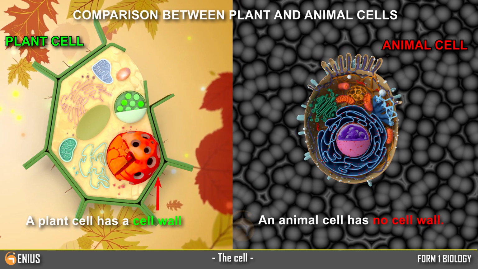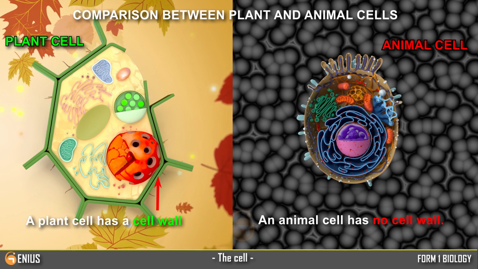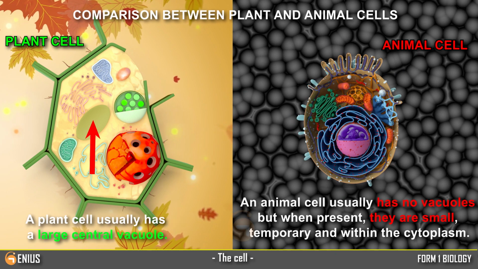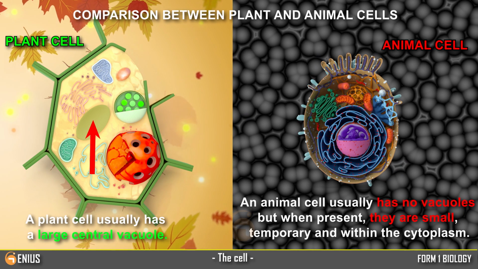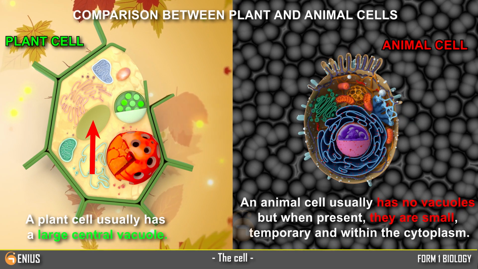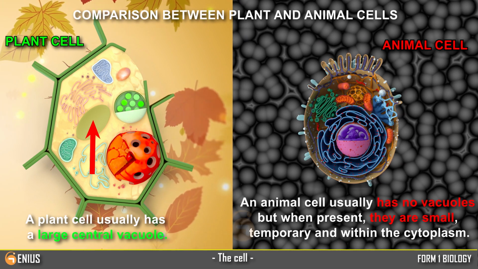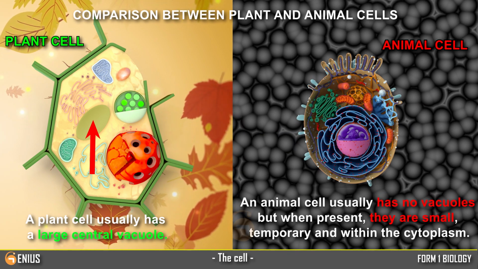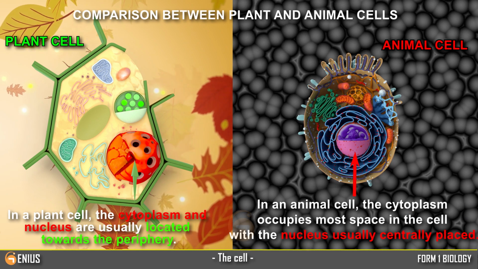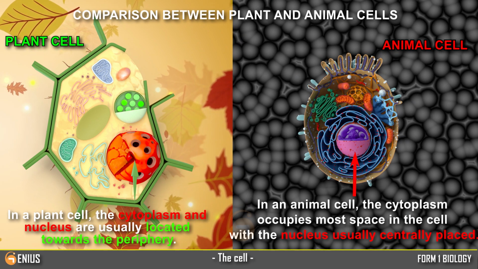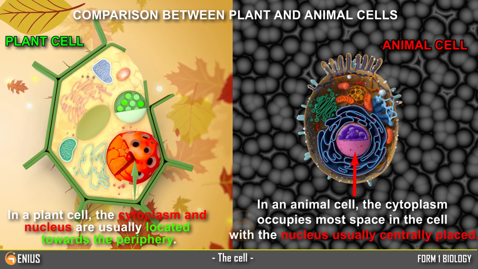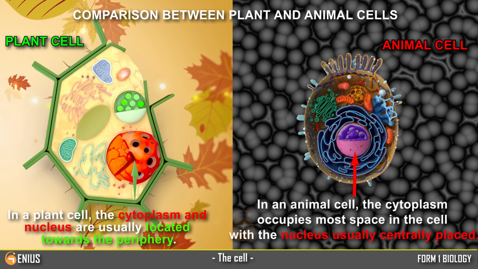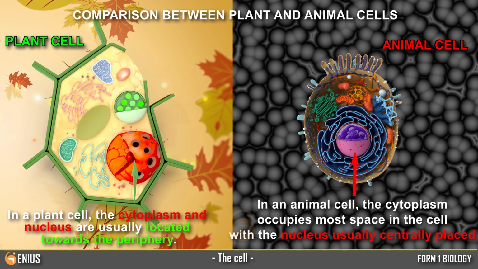A plant cell has a cell wall. An animal cell has no cell wall. A plant cell usually has a large central vacuole. An animal cell usually has no vacuoles, but when present, they are small, temporary, and within the cytoplasm. In a plant cell, the cytoplasm and nucleus are usually located towards the periphery. In an animal cell, the cytoplasm occupies most space in the cell, with the nucleus usually centrally placed.